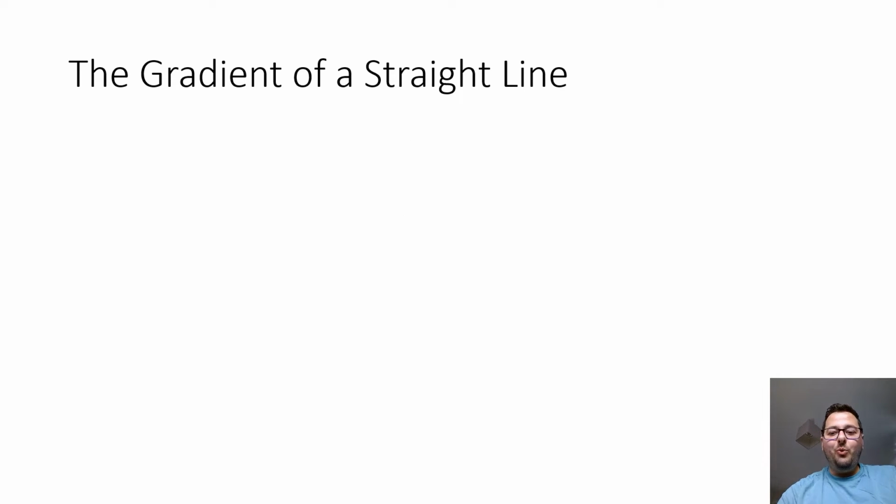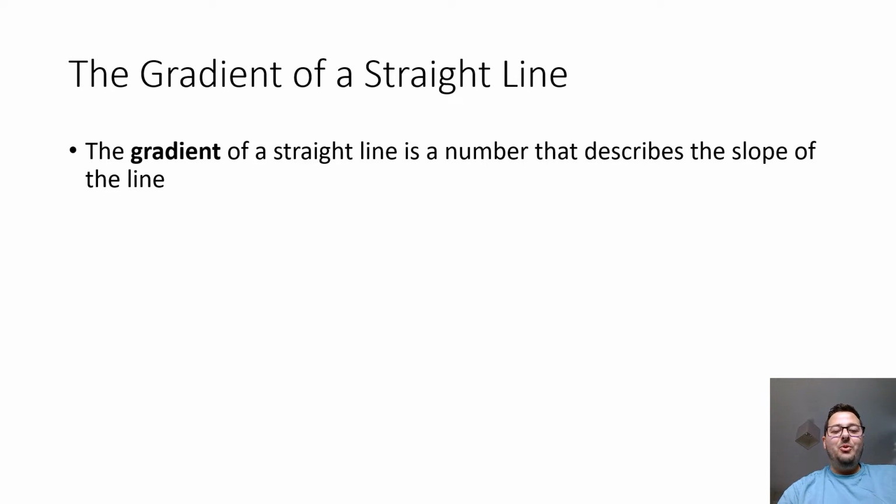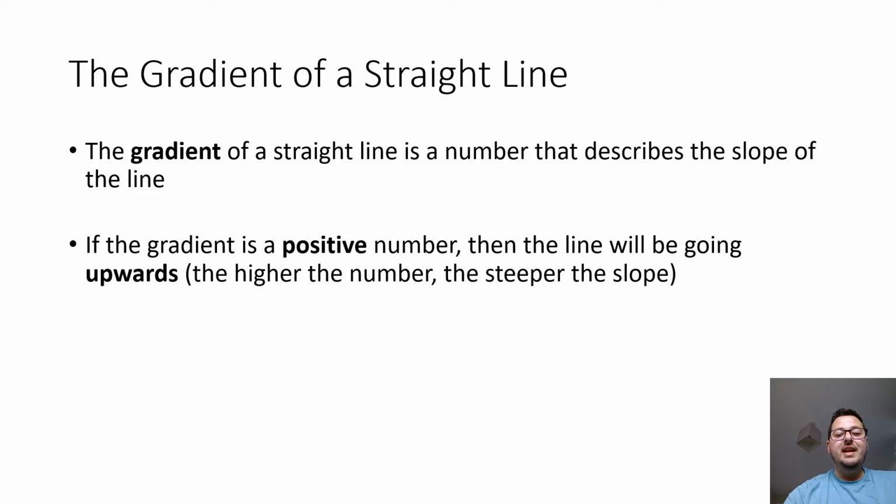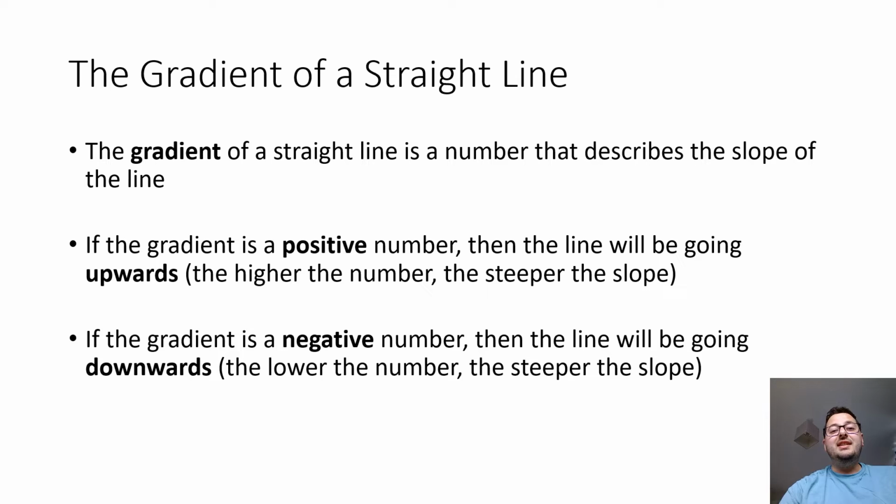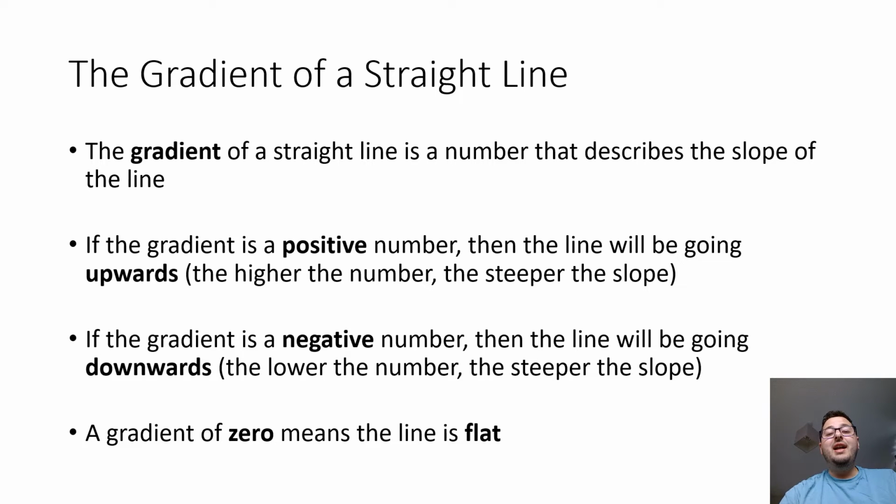Okay, so first of all, what is the gradient of a straight line? Well, the gradient of a straight line is just a number that describes the slope of the line, so it tells you how steep the straight line is. If the gradient is a positive number, then the line will be going upwards, and the higher the number, the steeper the slope will be. If the gradient is a negative number, then the line will be going downwards. And again, the lower the number, so the more negative the number, the steeper the slope will be. If you have a gradient of 0, then that means that the line will be flat.